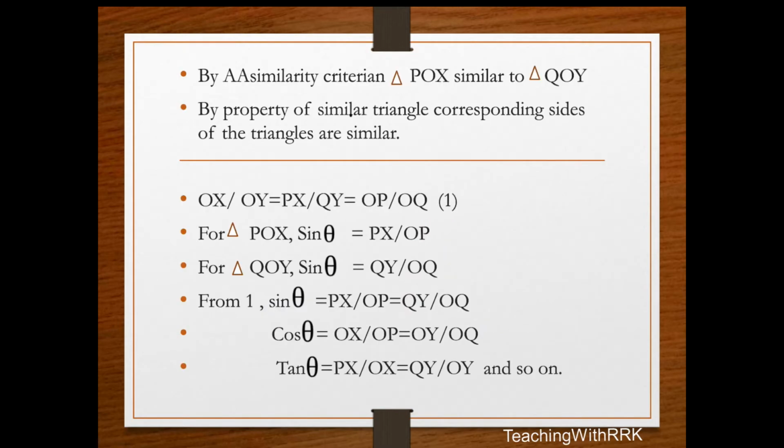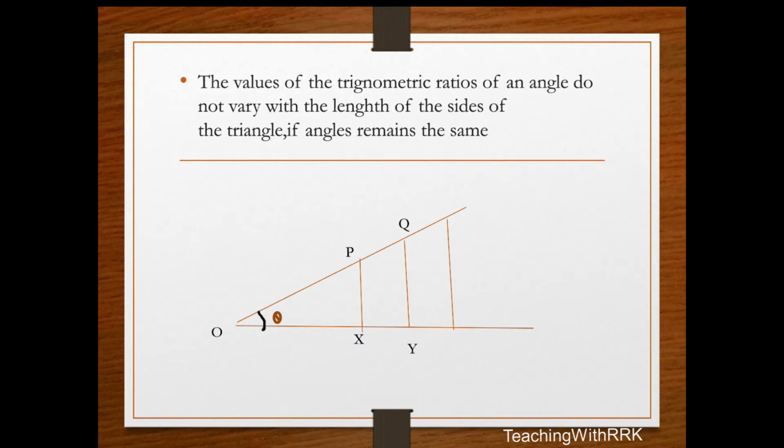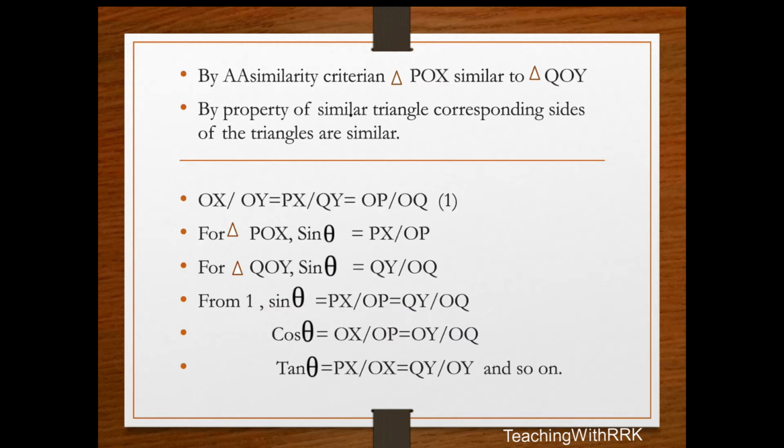If two triangles are similar, then their sides are proportional. That is, by the property of similar triangles, corresponding sides of the triangles are proportional. So here in this figure, POX and QOY, PX corresponds to QY, OX to OY, and OP to OQ. See, so OX by OY equals PX by QY equals OP by OQ.